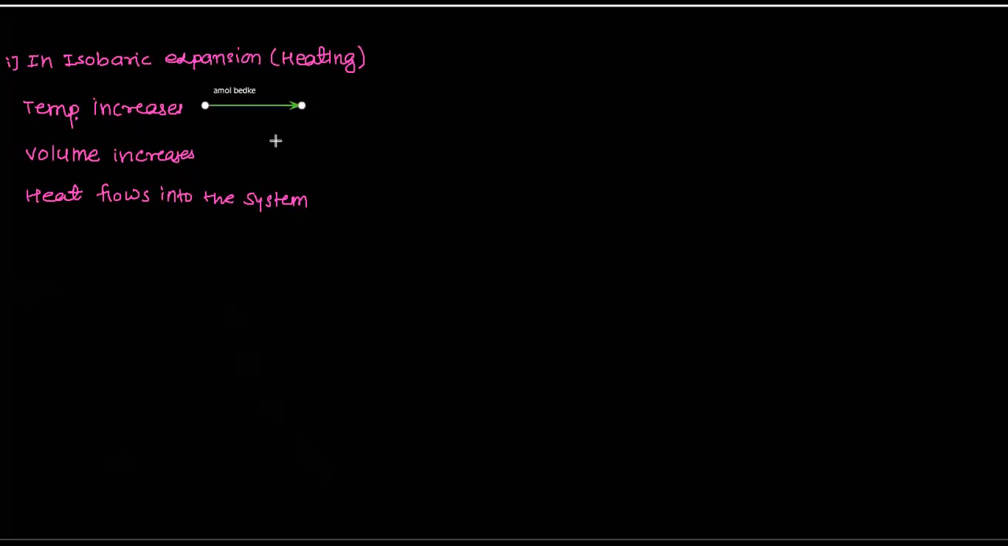Very simple. Who will tell? Let's see. Temperature increases means delta U is positive or negative? Delta U is positive. Volume increases means delta W is positive or negative? Delta W is positive. Heat is given to the system means delta Q is positive or negative? Delta Q is positive. Okay, understood. Next one.